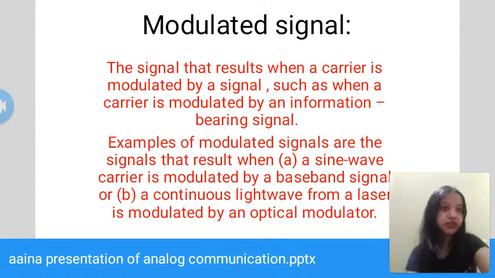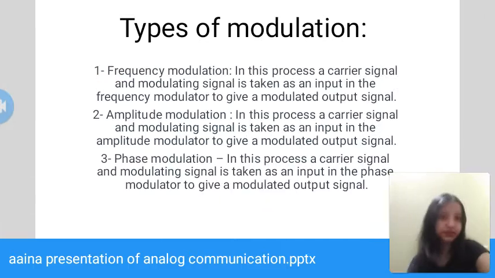Next is the modulated signal. The signal that results when a carrier is modulated by a signal, such as when a carrier is modulated by an information bearing signal. Examples of modulated signals are the signals that result when (a) a sine wave carrier is modulated by a baseband signal, or (b) a continuous light wave from a laser is modulated by an optical modulator.